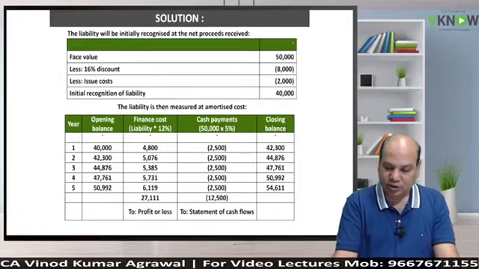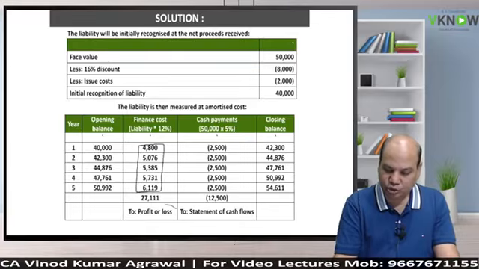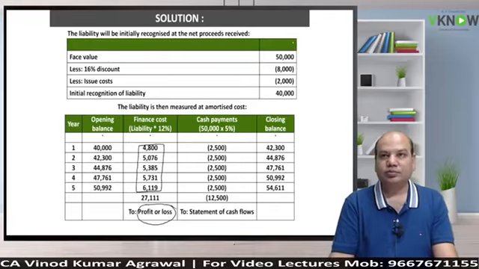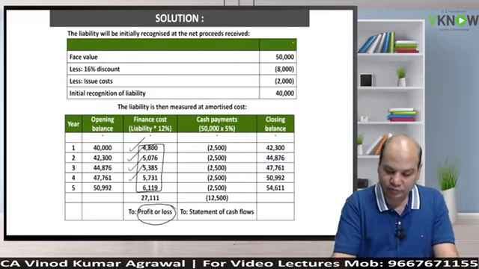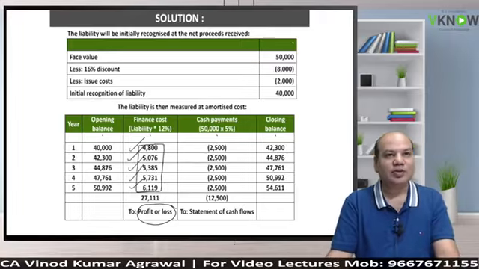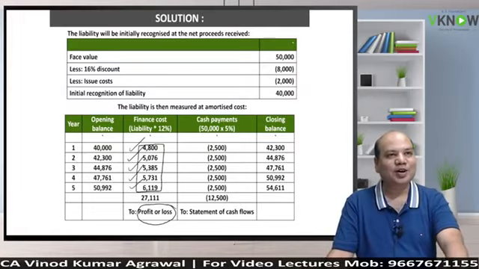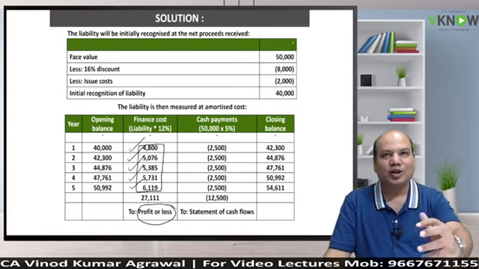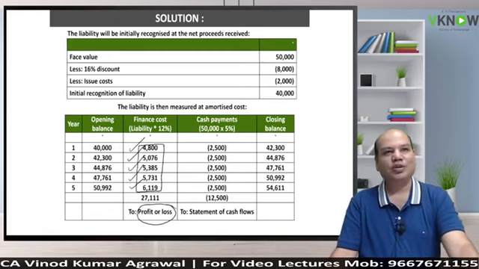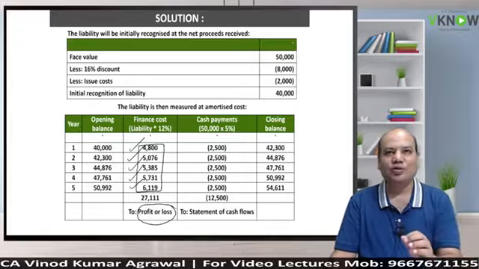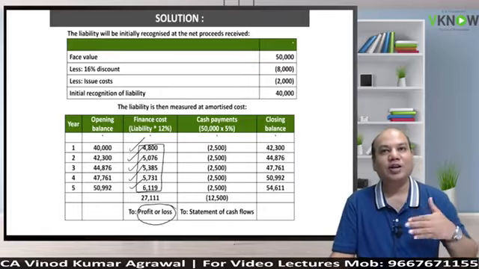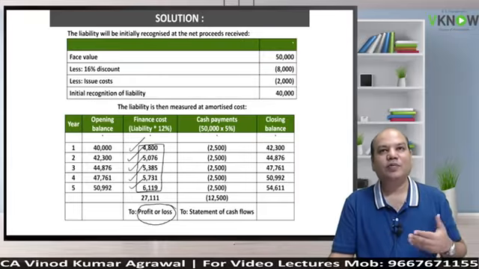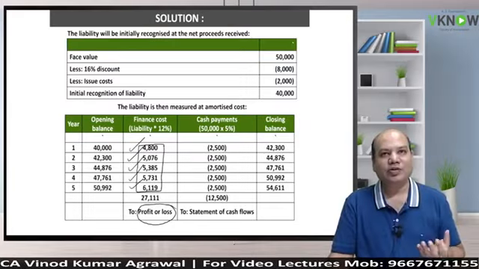The question was how this will be presented. These items will be shown in the P&L account. Every year in the P&L account we will show finance cost, these figures, not the payment. That was old GAAP, where the actual interest paid to the lender was shown as interest cost. Here we don't do that. Here we record effective interest. Effectively how much you are paying, that is important, rather than contractual cash flow.